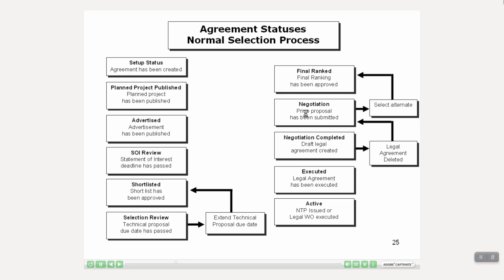Once the draft legal agreement is created, the status will change to negotiation completed. If that legal agreement is deleted, the status would revert back to negotiation. Once the legal agreement has been executed, the status will change to executed. And once the notice to proceed, or NTP, has been issued for a part, or the legal work order has been executed, the status will change to active.